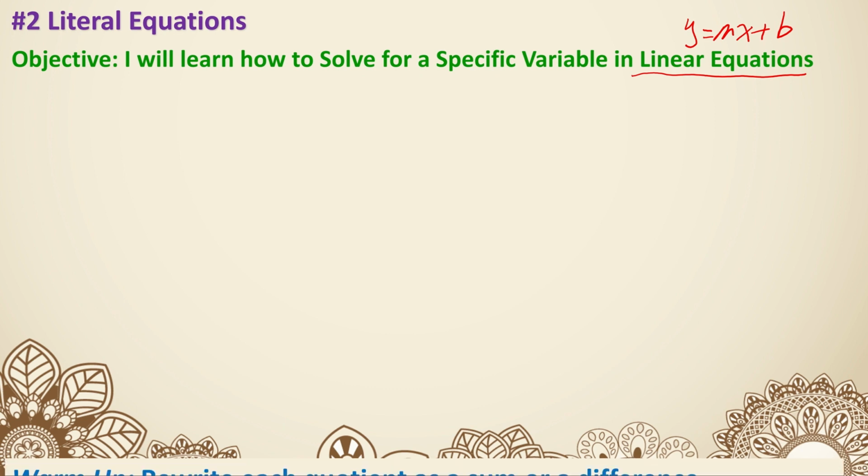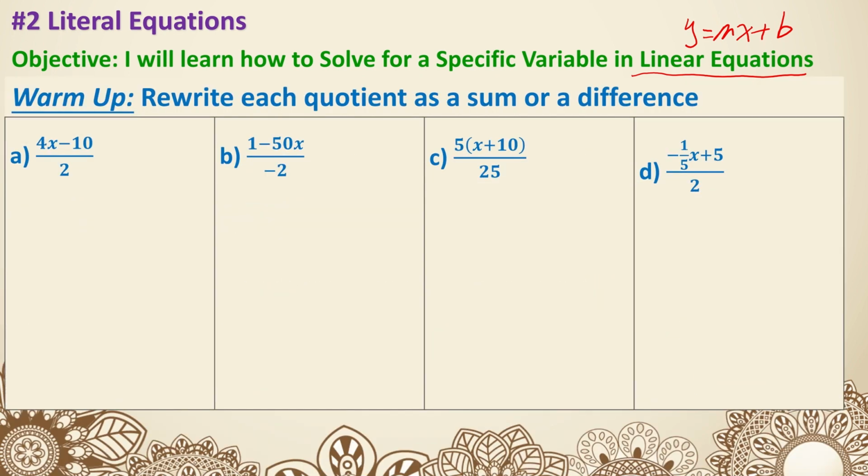But first, warm up. Rewrite each quotient as a sum or difference. Well, first, let's understand the wording. Quotient is just basically a fraction form, but we have variables in them, so it's not just fractions. That's why they're called quotients. And as a sum or difference, it's just basically asking you to rewrite these things into something plus something or something subtracting something.